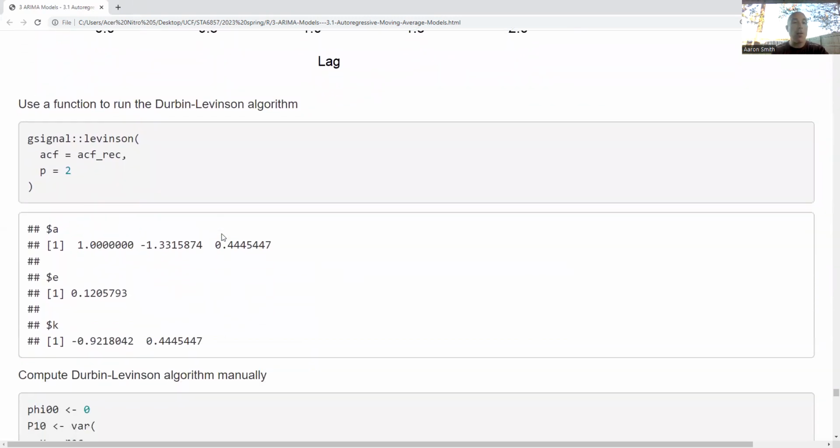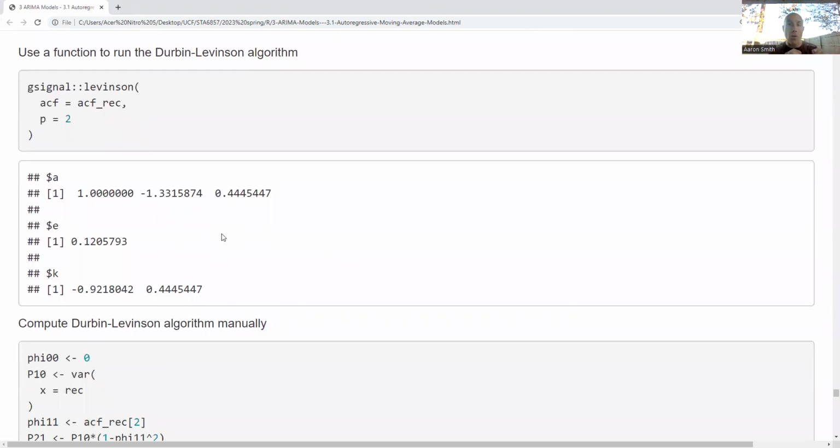Now, I'm going to take the vector version of the autocorrelation function output and drop it into the Levinson algorithm or function from the gsignal package. And I'm going to restrict the model to degree 2. And here we get our coefficients. We see we've got 1, we have negative 1.33, and we have 0.445. Okay? And here are some other values. We'll talk about those in future videos.